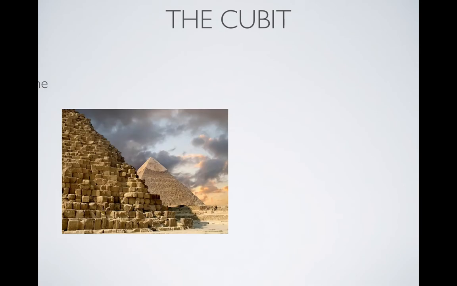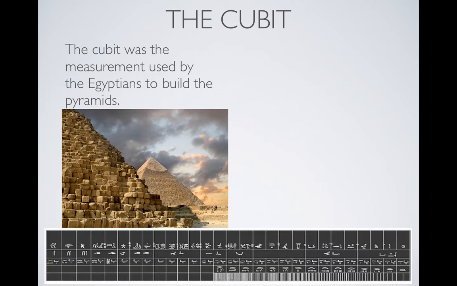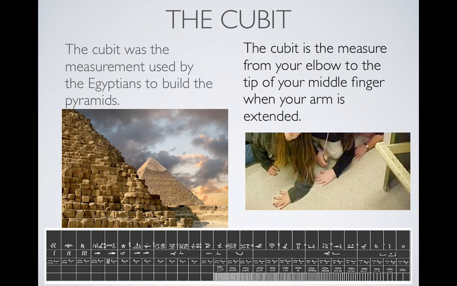The cubit is the first one. This was a form of measurement used by the Egyptians to build the pyramids. Here's an example of a cubit. The cubit is a measure from the elbow to the tip of your middle finger when your arm is extended.